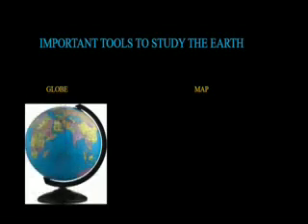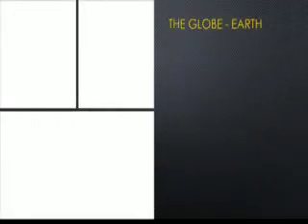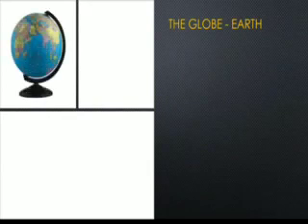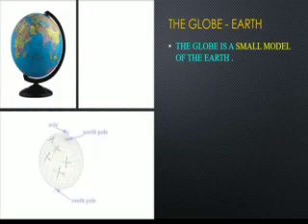The large size of the Earth makes it difficult for us to study it as a whole. Geographers have developed different means of representing the Earth on a smaller scale to make its study easy. Two important tools that we use for this purpose are globes and maps. The globe is a small model of the Earth. It shows us the shape and location of the continents, oceans, and seas on a smaller scale.